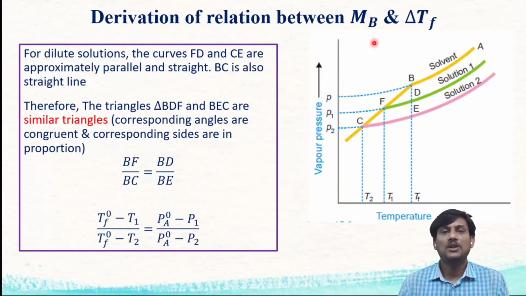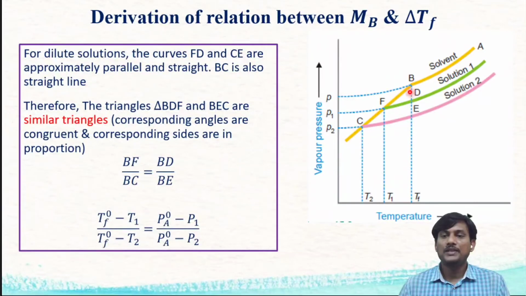Derivation of the relation between the molecular weight of solute and depression of freezing point. For this, we have to take vapor pressure curves. In vapor pressure curves, on the y-axis you have vapor pressure, on the x-axis you have temperature. These are the vapor pressure curves of solvent, solution 1 and solution 2. For dilute solutions, the curves AB, DF and CE are parallel and also straight. This is valid for dilute solutions.